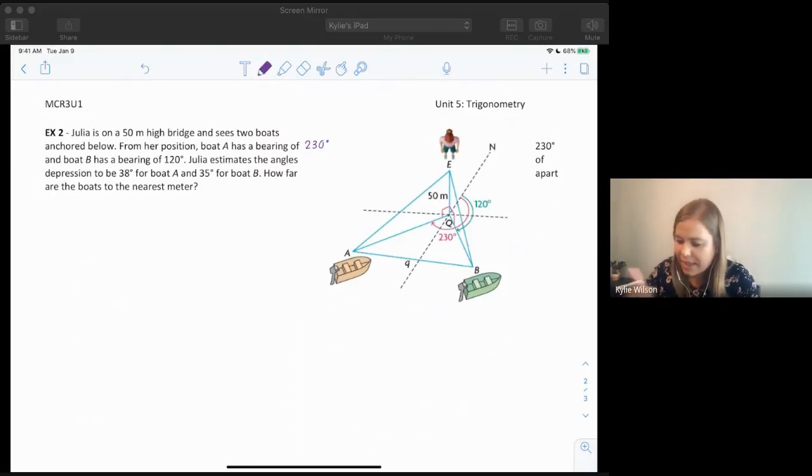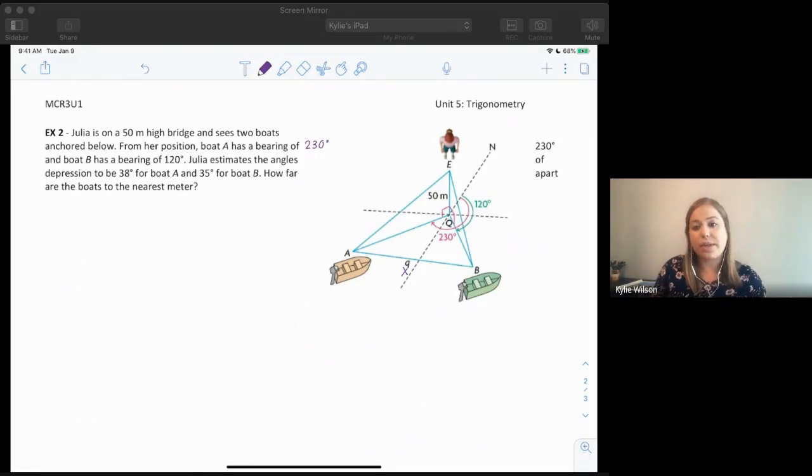Then boat B has a bearing of 120 degrees. Julia estimates the angles of depression for boat A to be 35 and for boat B, 38 for boat A and 35 for boat B. How far apart are the boats to the nearest meter? So what we're looking for is the length here.